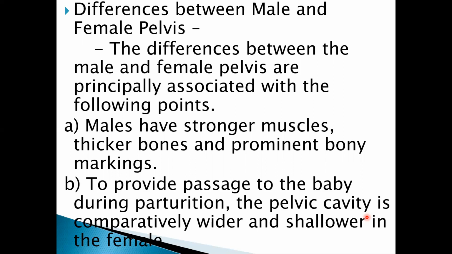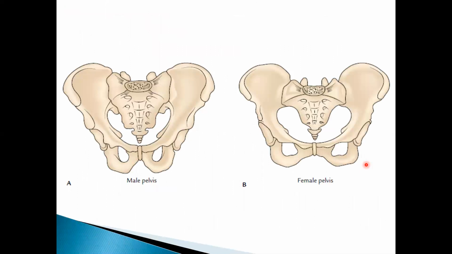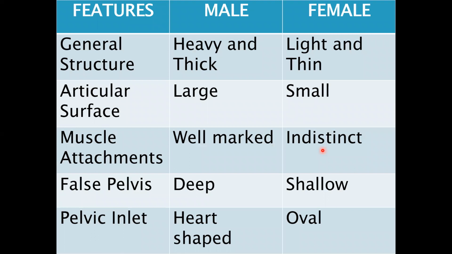The second point is to provide passage to the baby during parturition. The pelvic cavity is comparatively wider and shallower in the female. So accordingly, there are differences in certain features of the male and female pelvis that we'll see one by one. Here you can see the structure of the male pelvis and the female pelvis. Now we'll see the differences between male pelvis and female pelvis one by one.